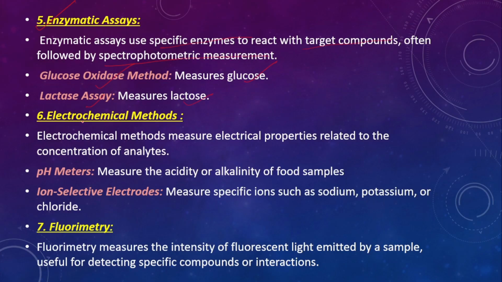Next, coming to the electrochemical methods. In this, it measures the electrical properties related to the concentration of the analytes. pH meters are essential in the food industry for measuring the acidity or alkalinity of food products to ensure safety, quality and taste.